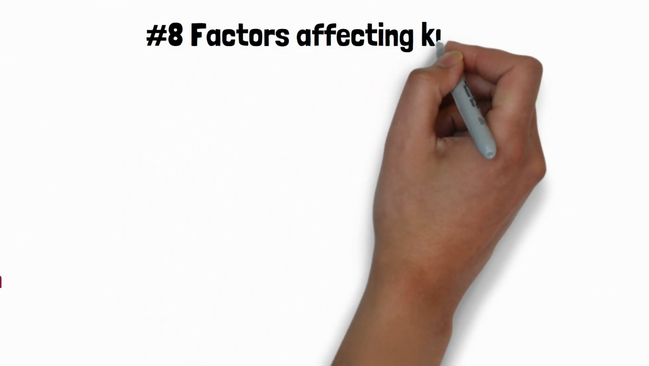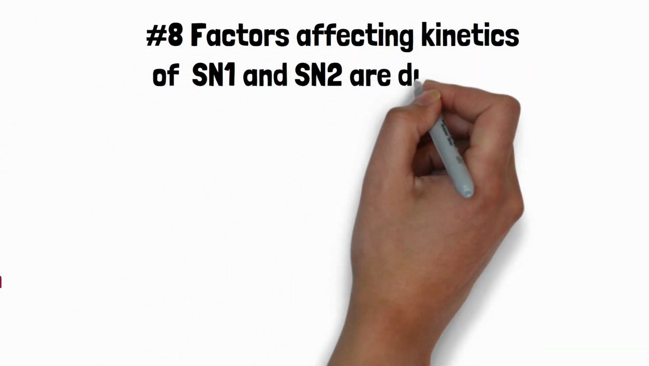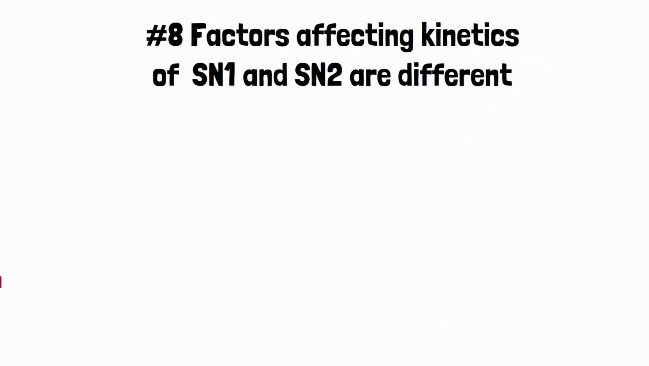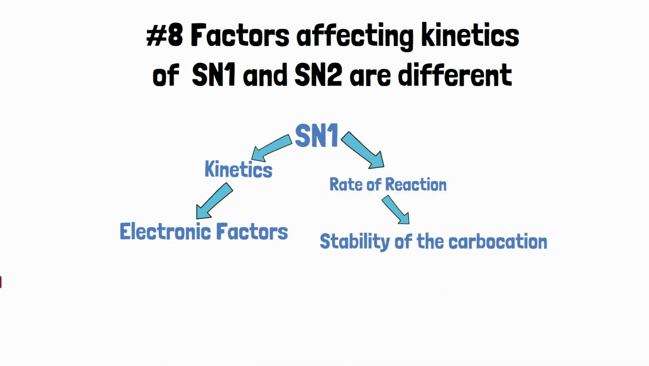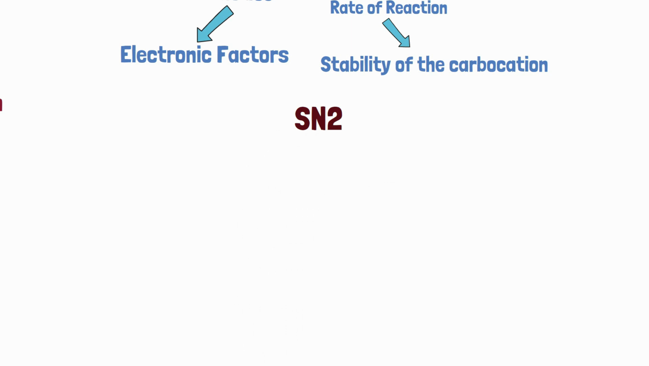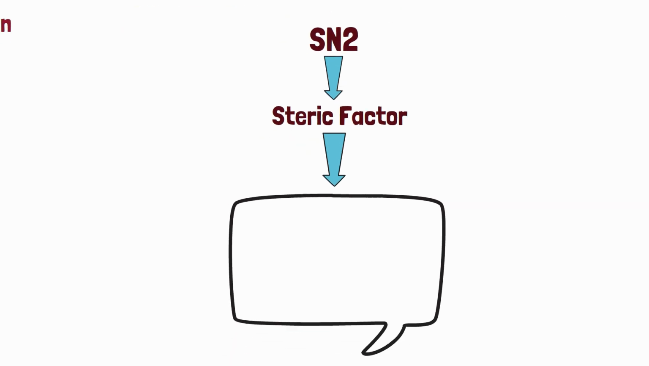Number 8, factors affecting kinetics of SN1 and SN2 are different. Kinetics of an SN1 reaction are mainly determined by electronic factors. The rate of the reaction is proportional to the stability of the carbocation. On the contrary, kinetics of an SN2 reaction depend on steric factors. The less the steric hindrance, the faster the reaction will be.